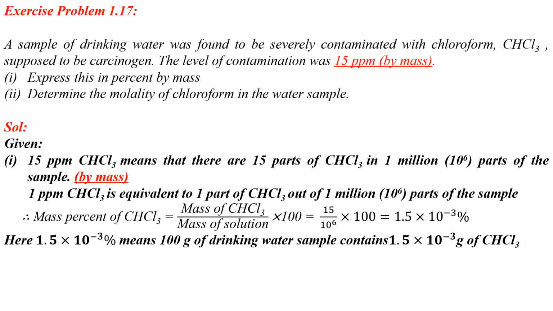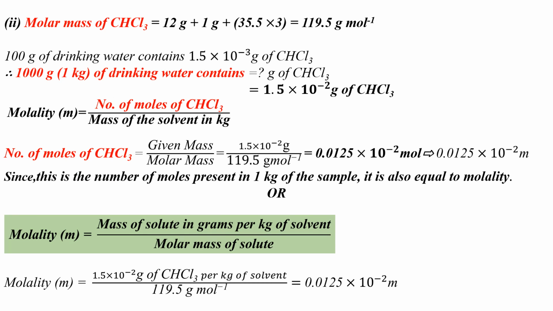So, 1.5 into 10 power minus 3 % means 100 grams of drinking water sample contains 1.5 into 10 power minus 3 grams of chloroform. We move on to the second question asked in the problem. We need to calculate the molality of chloroform dissolved in the water sample. So, what is the formula? Molality is equal to number of moles of solute divided by mass of solvent in kilogram.